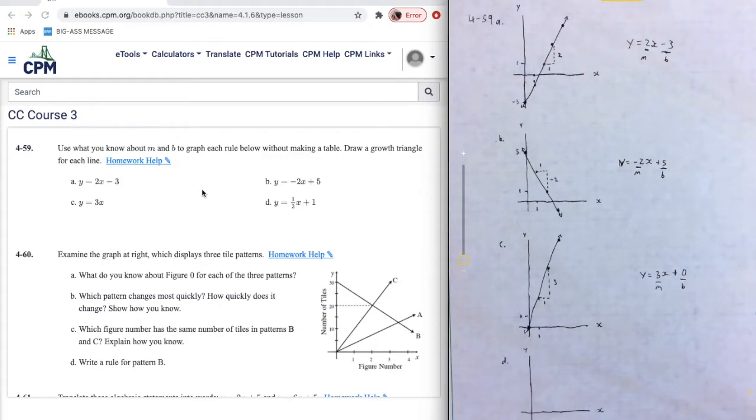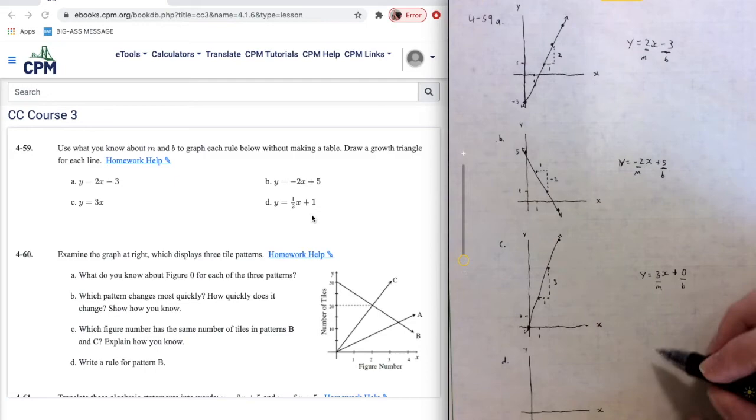Problem 4-59, we're going to be doing part D this time. So they give us this rule and we want to find the graph of it without using a table by using our knowledge of M and B. So let's start by writing down our equation.